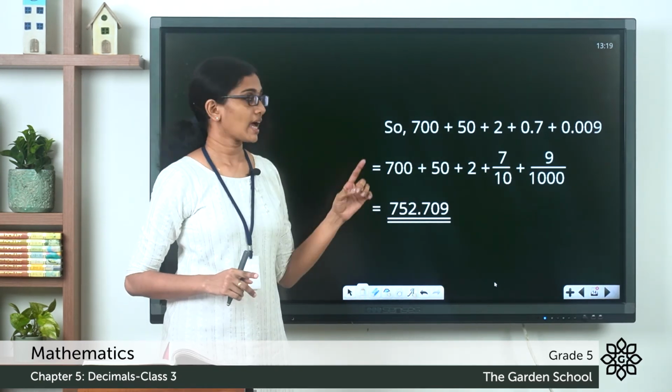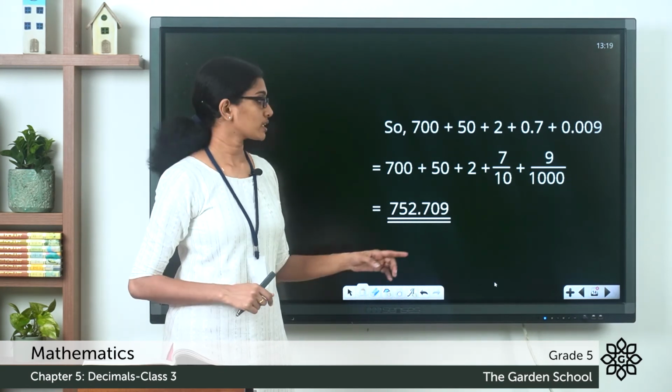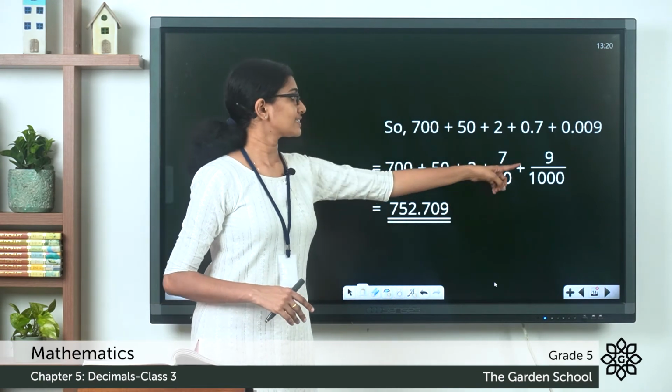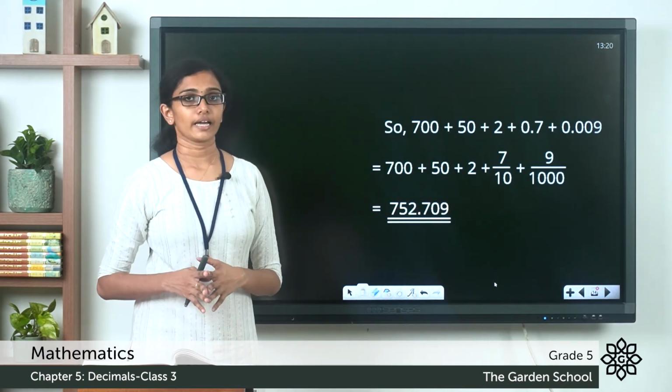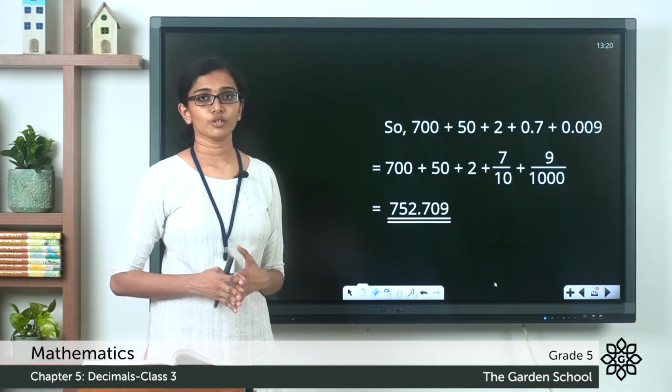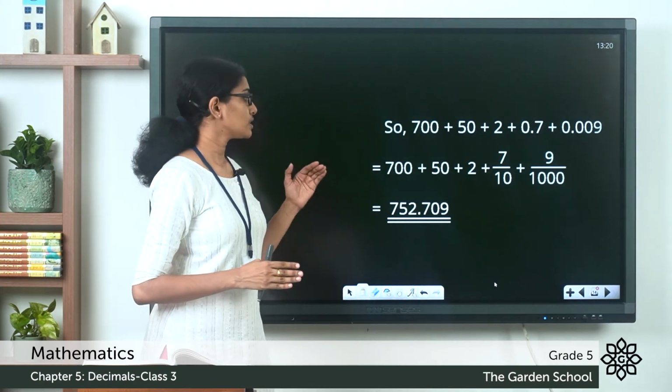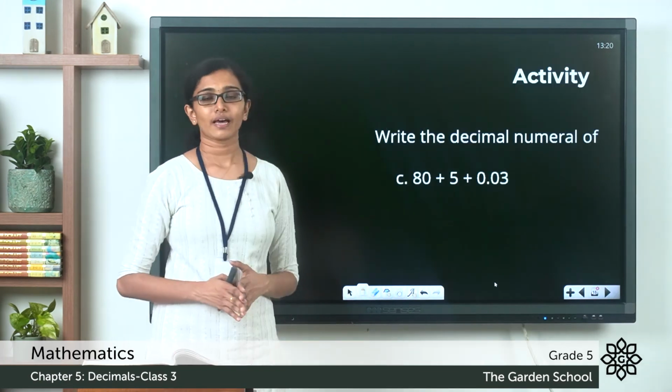Hundredths place, do we have a digit? No. So let's put the digit 0 there, and the place value is 0. And in the thousandths place, you have the digit 9. So we have the decimal numeral now. It is 752.709.